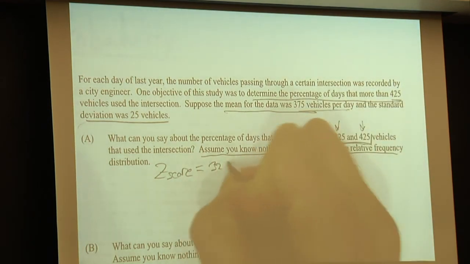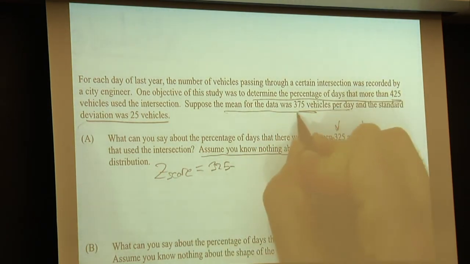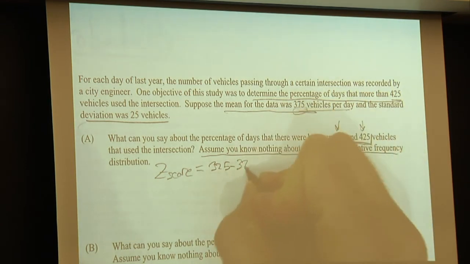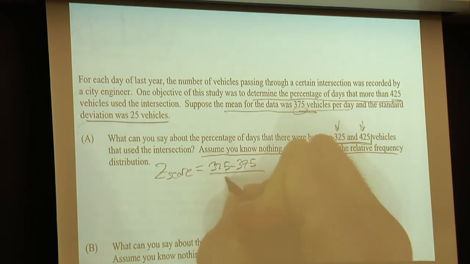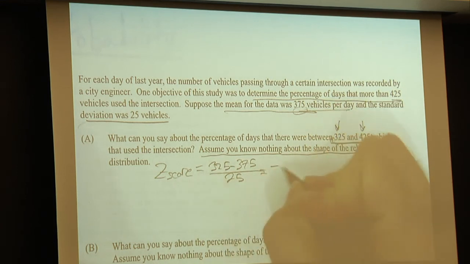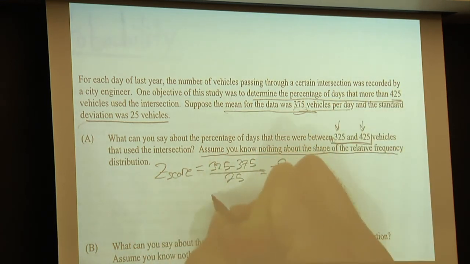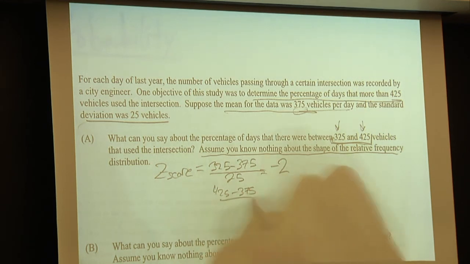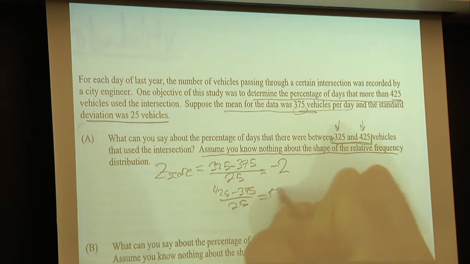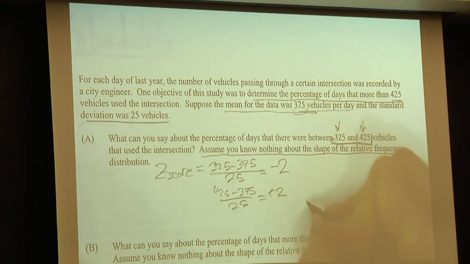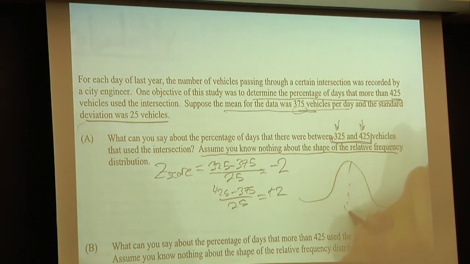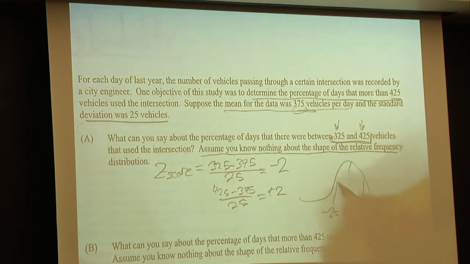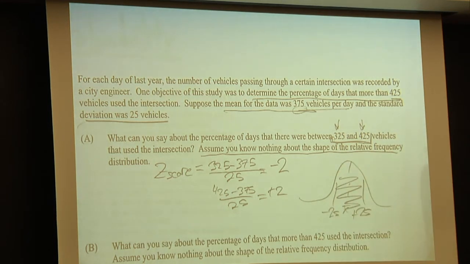So for 325, the mean was what? We had right here 375. Divided by the standard deviation of 25 gives us a score of -2, right? And then for the other side, we have 425 minus the mean over standard deviation gives us +2. So we know we are within 2 standard deviations of the mean. Mean plus 2 standard deviations, minus 2 standard deviations, right? So we want that area, essentially. But we don't know that it's normal, so we're using Chebby Chebs, like you guys said.